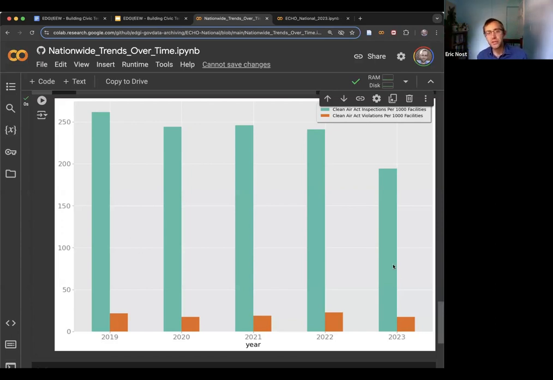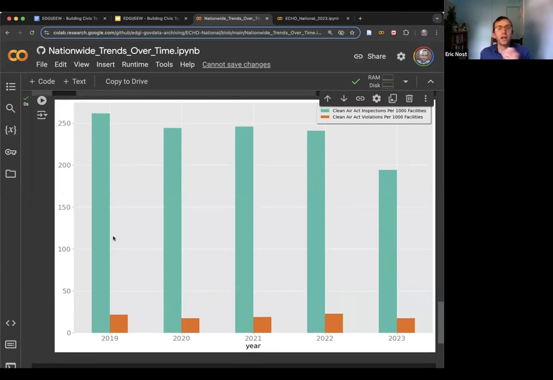Now, some of the 2023 numbers might be due to not all the inspections having been filtered into the database yet, so we do have to keep that in mind. But generally, we do see somewhat of a drop-off. Some of it might be due to the pandemic as well, starting in 2020. And of course, not every inspection will find a violation. So we see here maybe about 20 violations per 1,000 facilities. But the point is that if we're not doing as many inspections, we may be less likely to find violations.